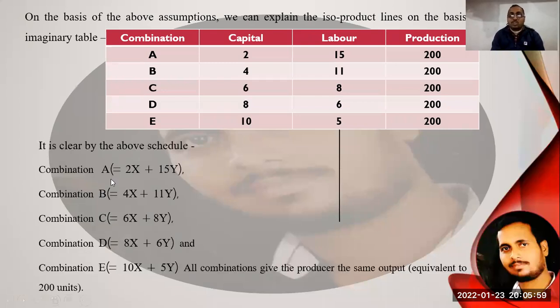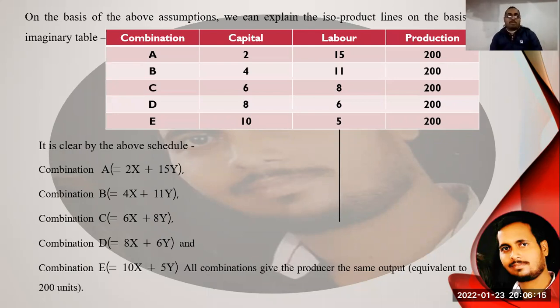In the combination A, x refers to capital and y refers to labor. So the first combination is A, where the entrepreneur uses 2 amounts of capital and 15 amounts of labor, shown by x and y.